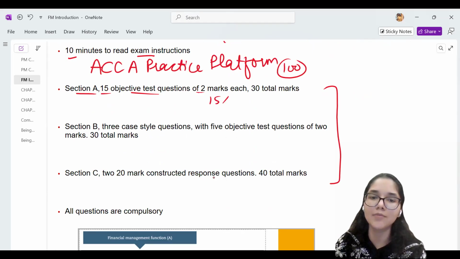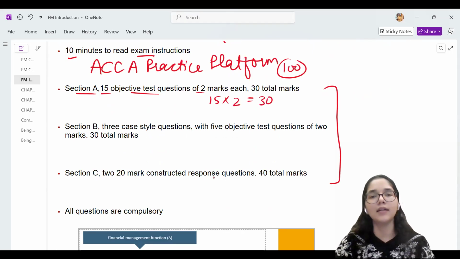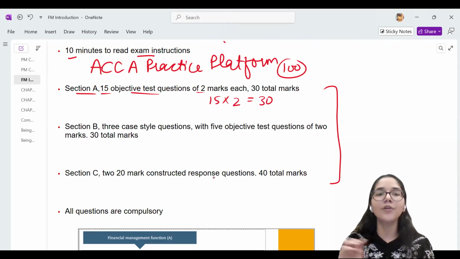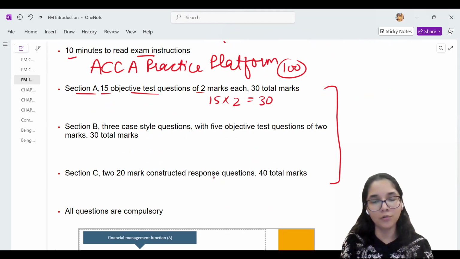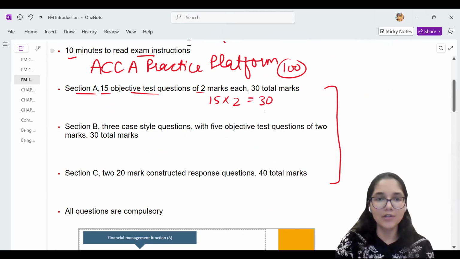So 15 times 2. Total, it is going to carry 30 marks of your exam. These are going to be separate independent questions. Question number one will not be related to question number two. And this is how it is going to work around.